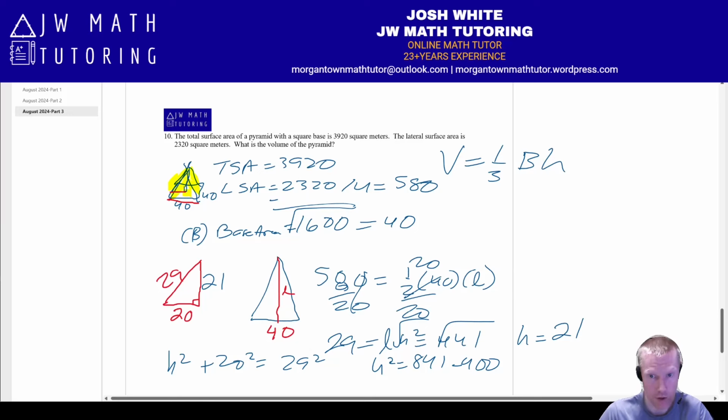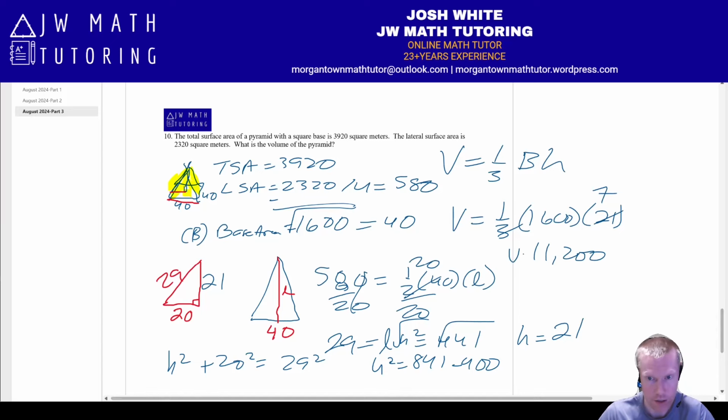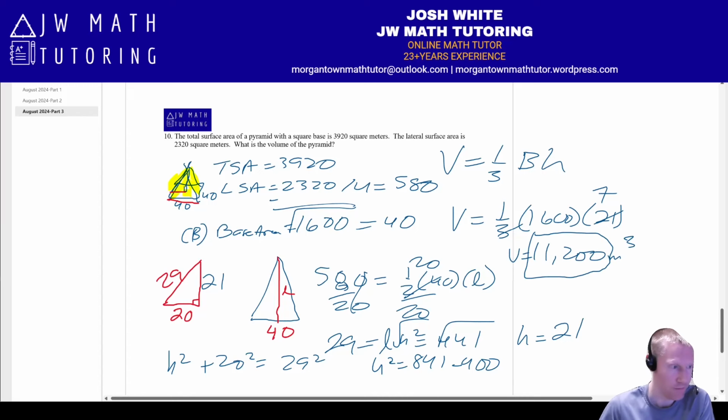Now we go back to the volume formula and we just plug in the area of the base, 1600, and the height, which we just found to be 21. You could cancel this out, or you could just type this into Desmos. Basically, it's going to be 11,200. That's what you get for the volume in cubic meters. So 11,200 is the correct answer.